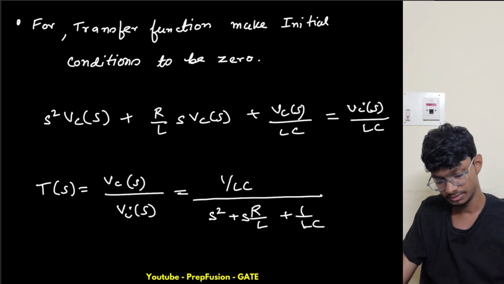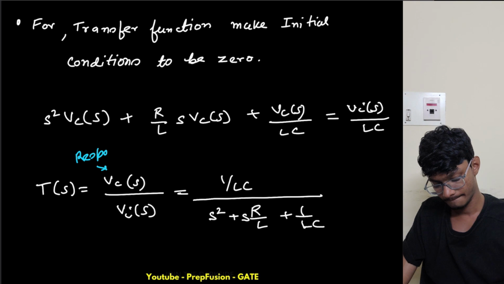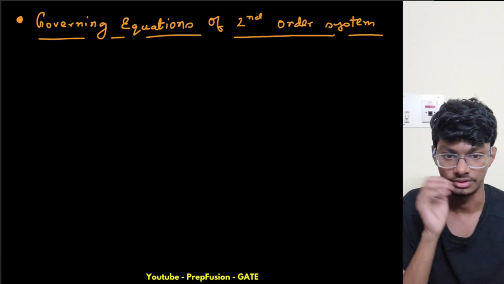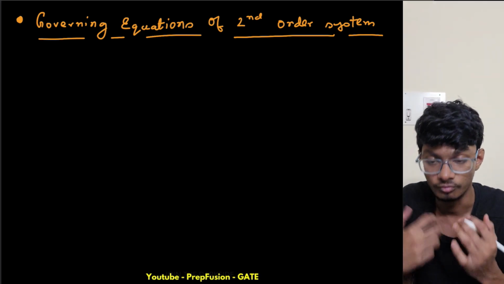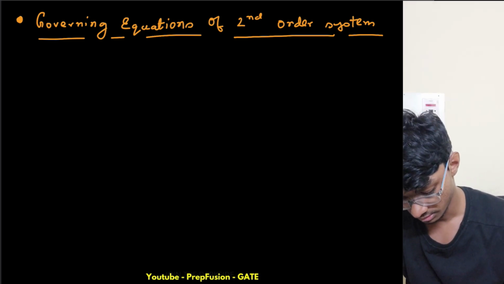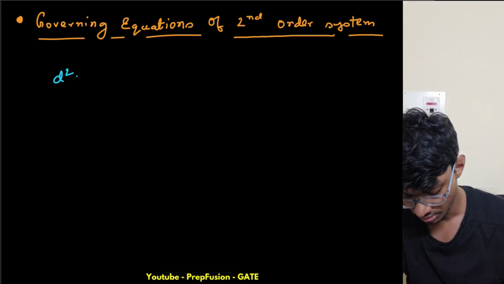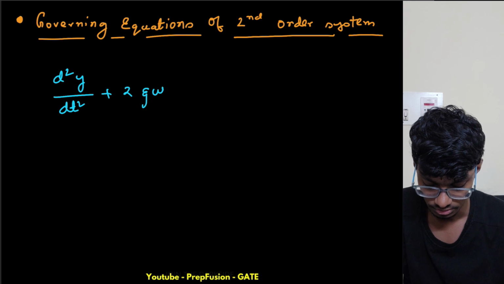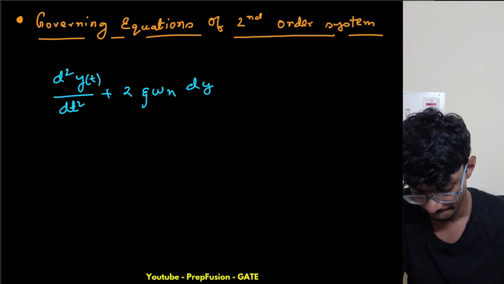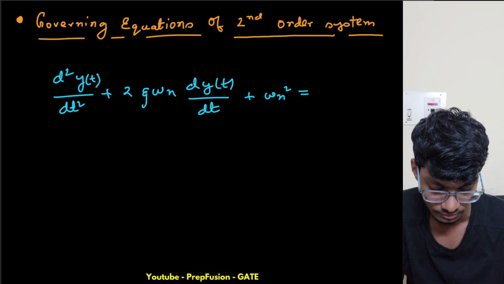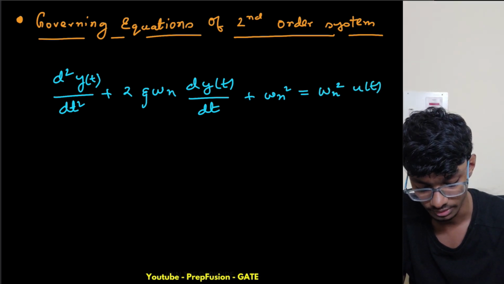So basically this is my response, and this is my input, right? So now I will write the governing equation for a second order system. This governing equation is generally written for vibration structures, basically where friction is present, right? So what is the governing equation? It is d square y by dt square plus 2 zeta omega n dy by dt plus omega n square y, which is equal to simply the input, also multiplied by omega n square into u of t, right?